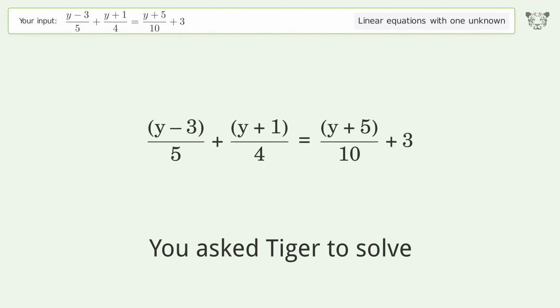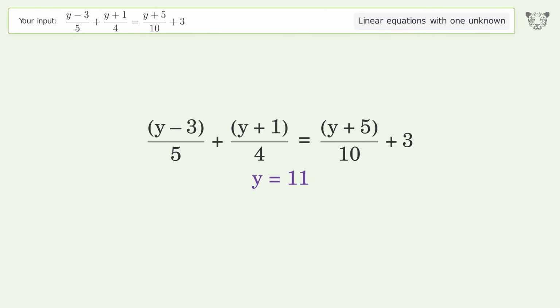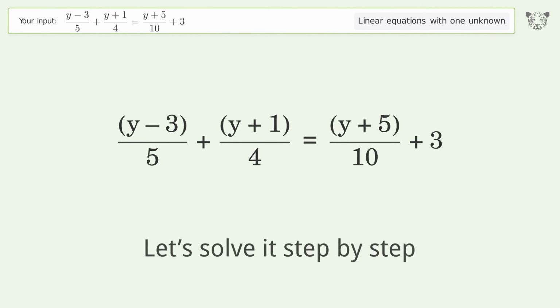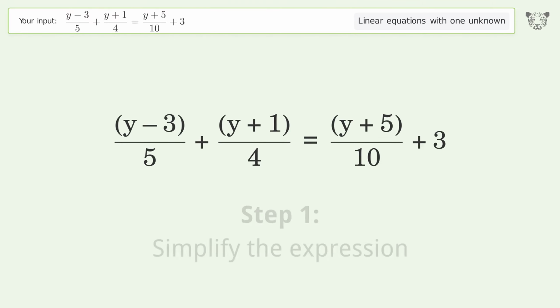You ask Tiger to solve. This deals with linear equations with one unknown. The final result is y=11. Let's solve it step by step. Simplify the expression. Break up the fraction.